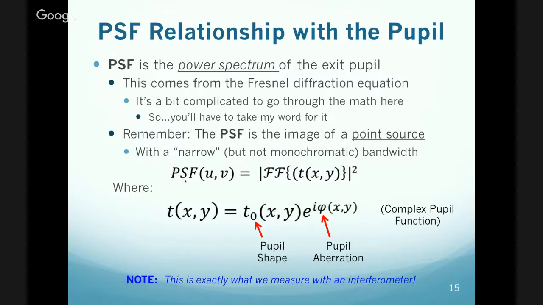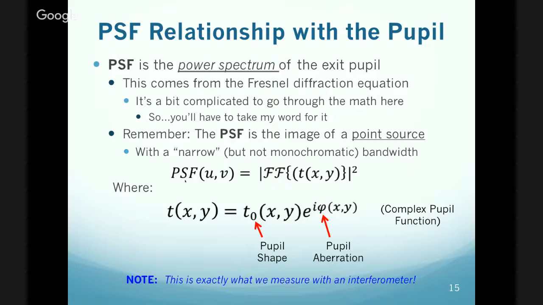It's e to the i phi of x,y, and phi of x,y is an optical phase. And that optical phase is just the aberrations in the system. And I know that looks complicated. Don't freak out about it. We'll just accept that. But the takeaway is to remember that the pupil is connected to the point spread function. You guys all know that. I mean, if your system has aberration in it, the image of the star isn't going to be as good. And that's really mathematically what that's saying.